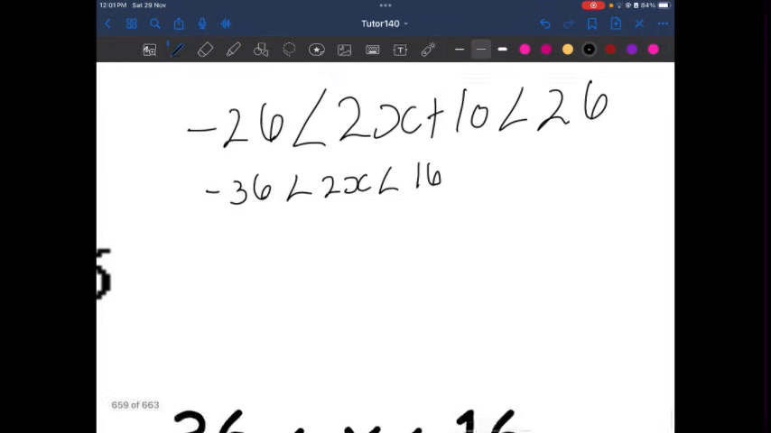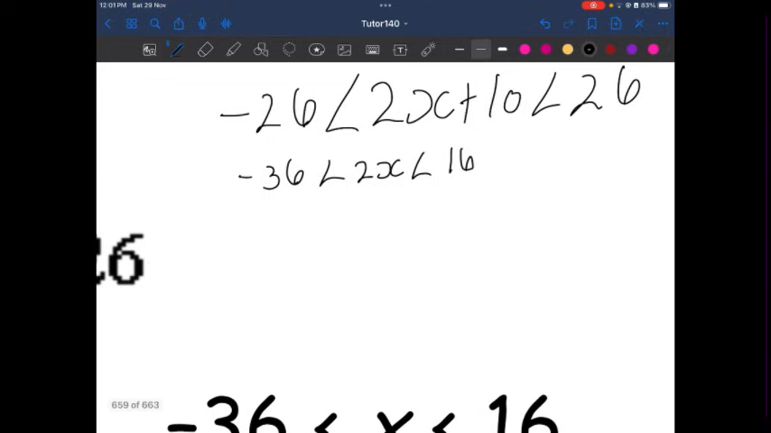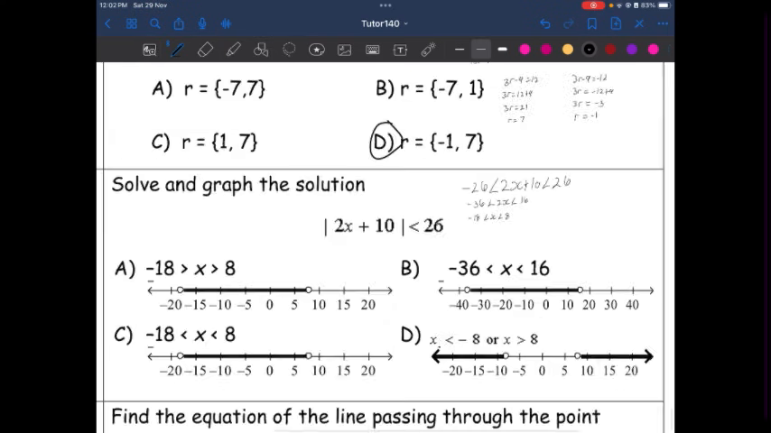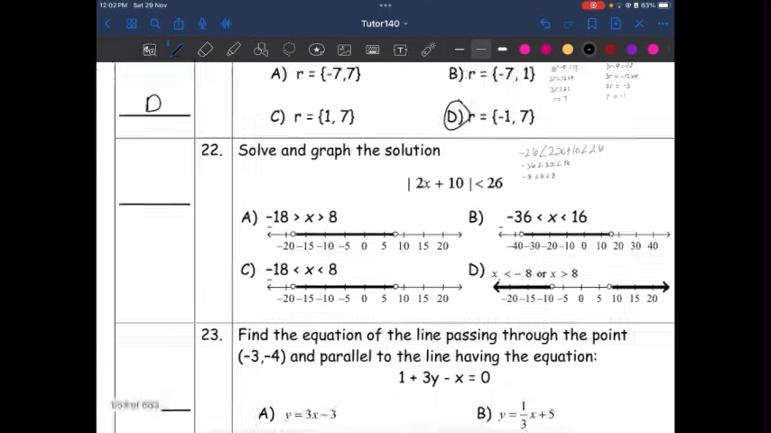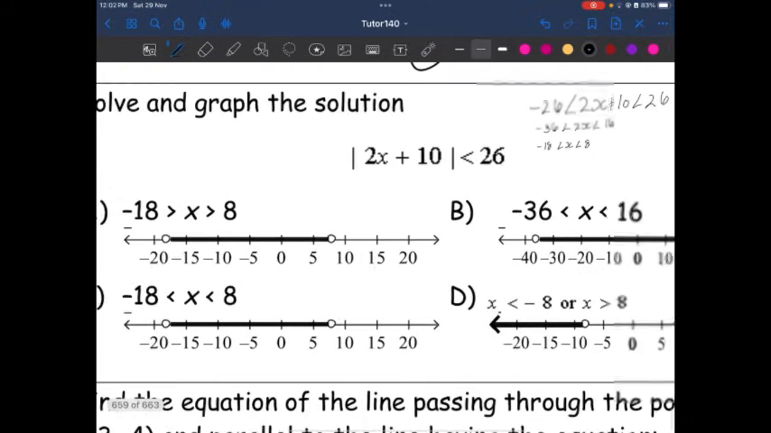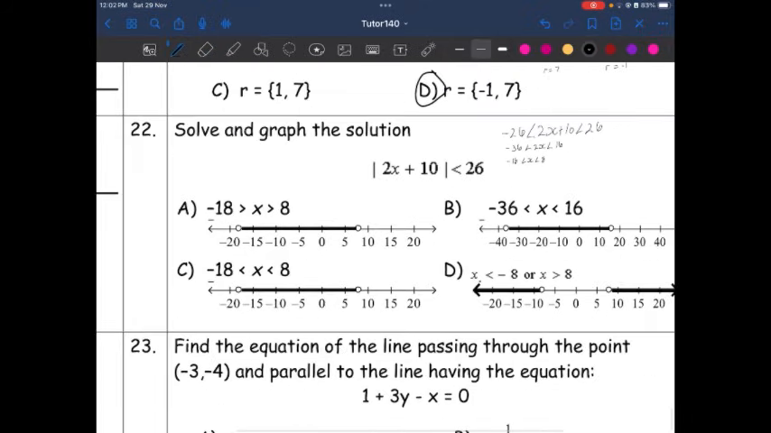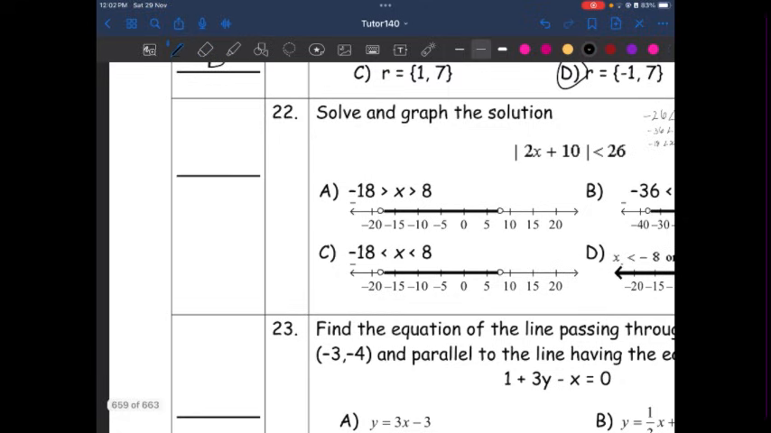Now you're going to divide all sides by 2. Negative 36 divided by 2 is negative 18, less than x, less than 8. So our answer is x is greater than negative 18 but less than 8. And then the circles would be open because of the inequality symbol. So our answer is C.